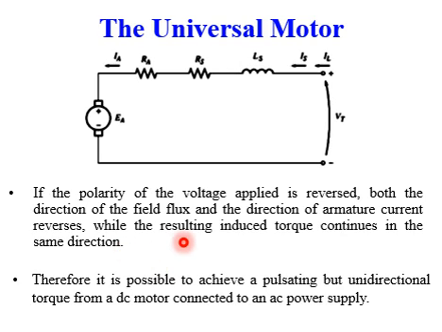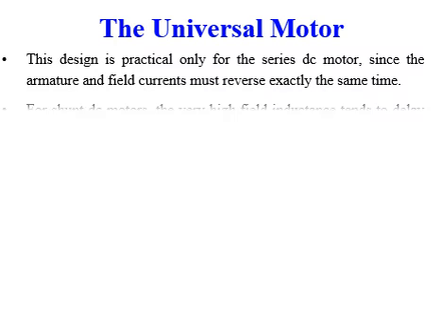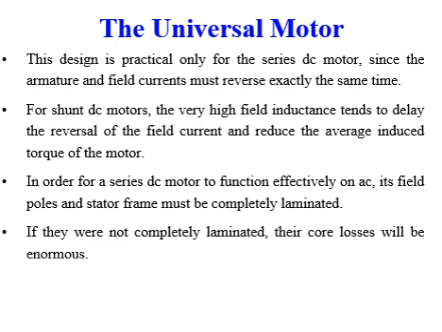Therefore, it is possible to achieve a pulsating but unidirectional torque from a DC motor connected to an AC power supply. So we can get a unidirectional torque from this phenomenon. The design is practical only for the series DC motor, since the armature and field currents must reverse exactly at the same time.